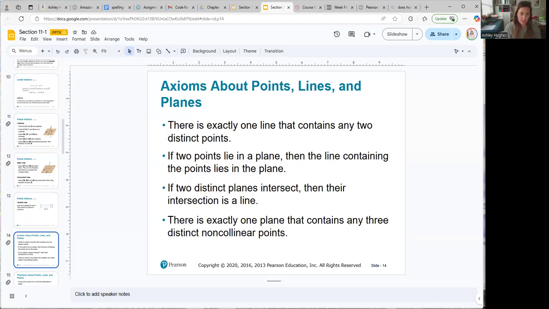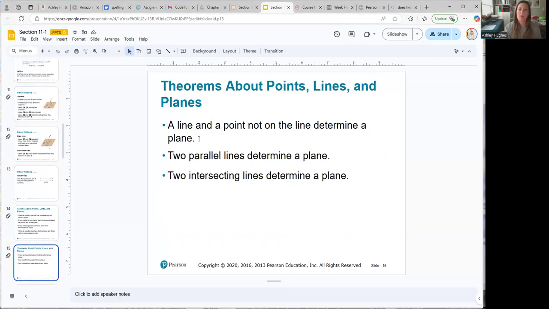If 2 distinct planes intersect, then their intersection is a line. There's exactly 1 plane that contains any 3 distinct non-collinear points. So it means two of these can make the line, right? But if I have 3 points and they're not all collinear, then that's going to make a plane, okay? So 3 non-collinear points define a plane. A line and a point on the line determine a plane. Now, this is just a different way of thinking about what we just said, because again, I said 2 points define a line, right?